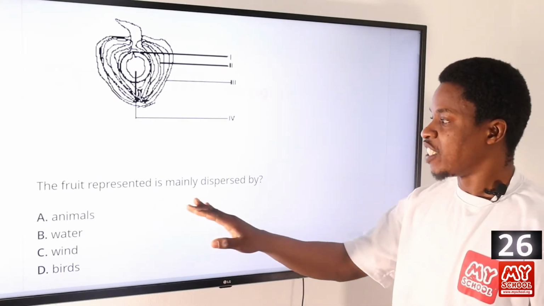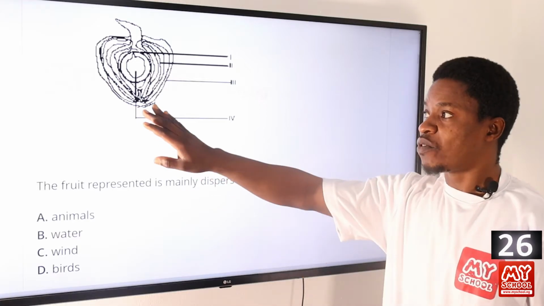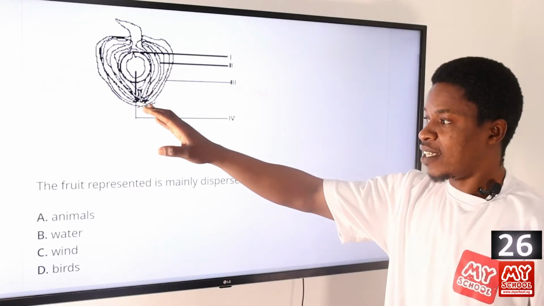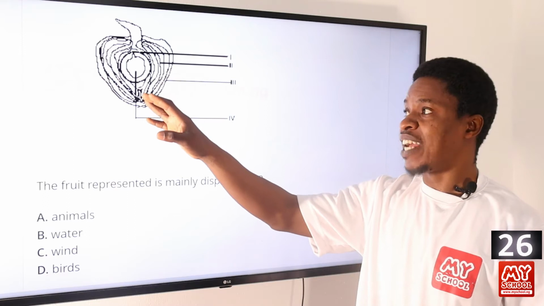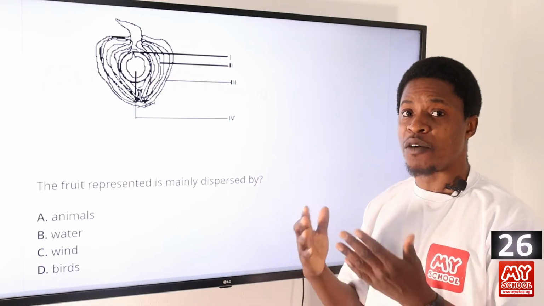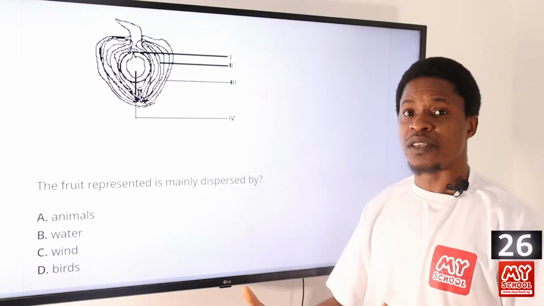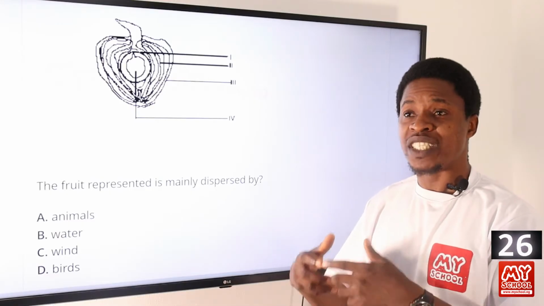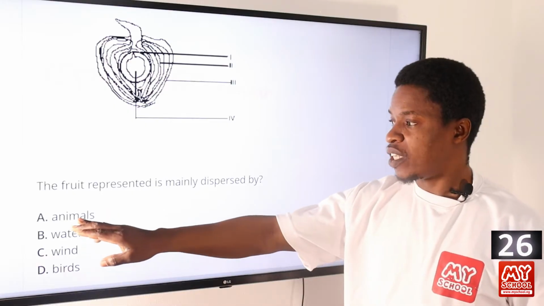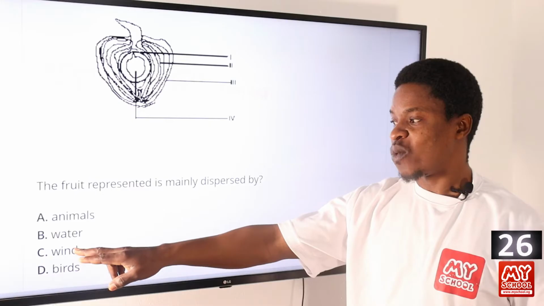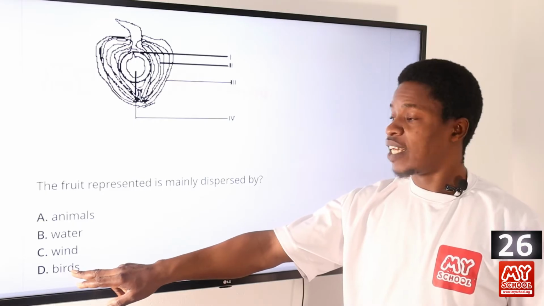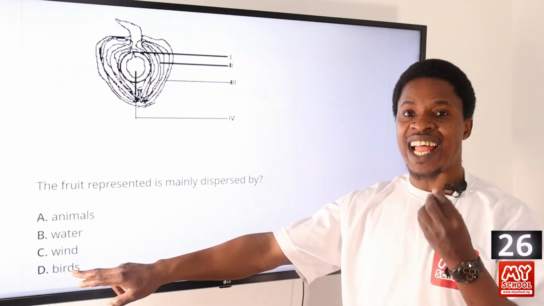The fruit represented is mainly dispersed by... First you need to identify what fruit this is. This is a cross-sectional area of a coconut fruit. We know the characteristics of this kind of fruit, because when we talk about the ways of dispersal of fruits, there are characteristics that enable the fruit to be dispersed by the agent. The agents that can disperse fruits could be animals, water, wind, and birds.